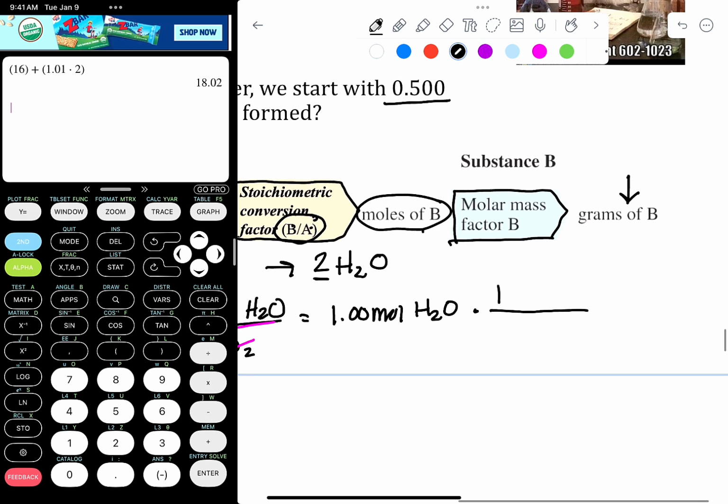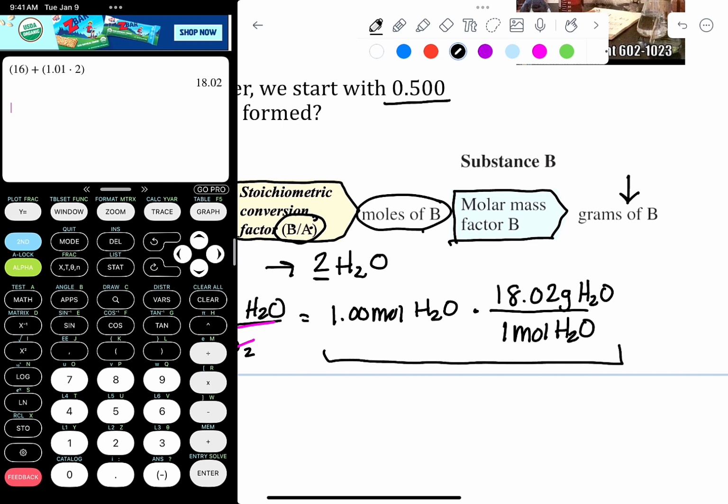So I'm going to put 18.02 grams of water on top and 1 mole of water on the bottom. If you're confused by this portion of the math, why am I putting moles on top and grams on bottom? How did I get molar mass? Please remember to review your notes from previous chapters where we've talked about this, okay? So how to find molar mass, how to utilize it, how to convert between moles and grams using molar mass. We've done that multiple times now.